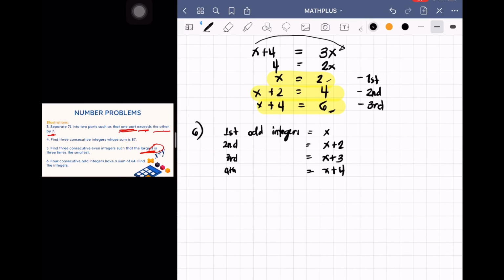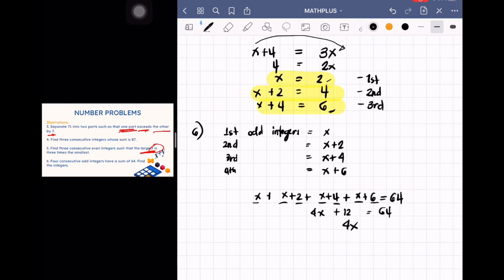If you take the sum of all these 4, you have x plus 2. Okay, consecutive odd integers means the difference between them is 2. So this should be x plus 4, and then this one should be x plus 6. So if you take the sum again, that's x plus 2, x plus 4, and x plus 6. It should be equivalent to 64. So simplifying, you get 4x plus, you have 2, 4, 2 plus 4, that's 6 plus 6, you get 12, equal to 64.